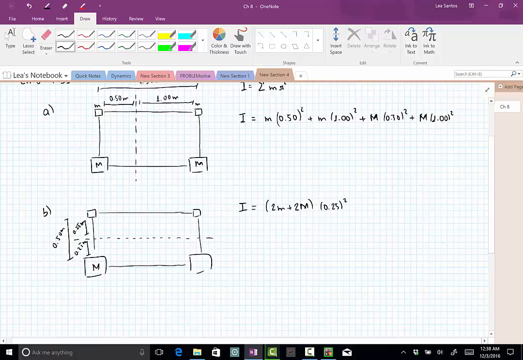Which moment of inertia is larger? Well, clearly the one on top. This one is larger because we have masses that are placed far away from the axis of rotation. So because this moment of inertia is larger, we know that it will be more difficult to start accelerating this one. So this is the harder one to rotate.